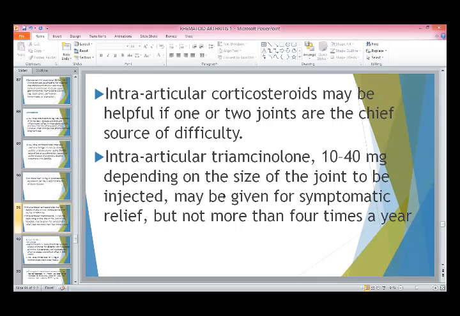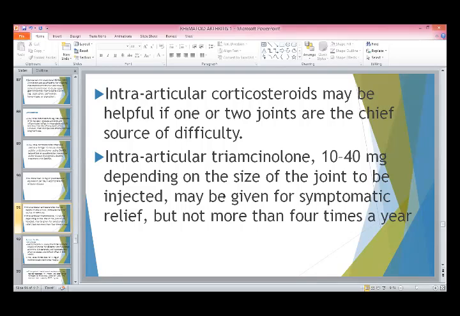Intra-articular corticosteroids may be helpful if one or two joints are the chief source of difficulty. Intra-articular triamcinolone, 10 to 40 milligrams depending on the size of the joint to be injected, may be given for symptomatic relief, but not more than 4 times a year.